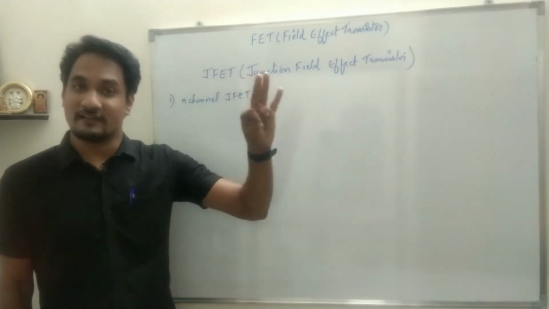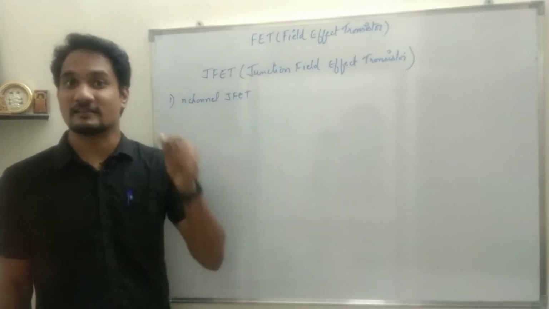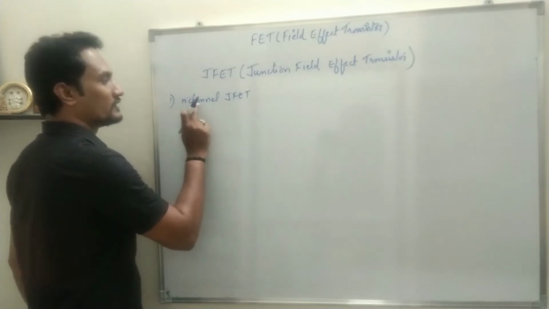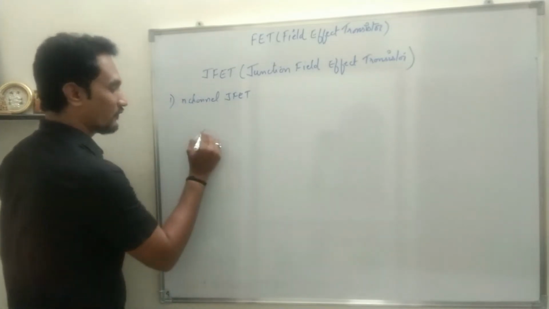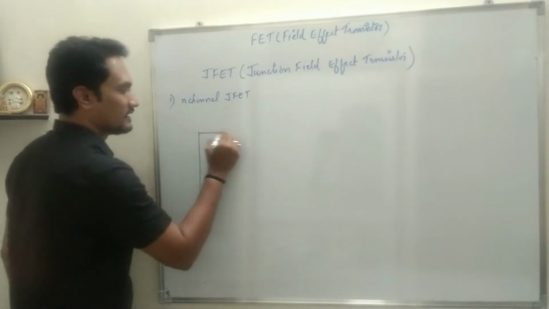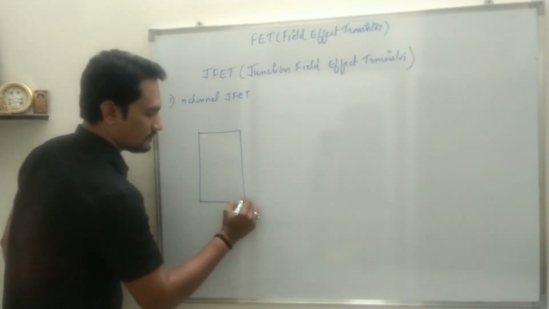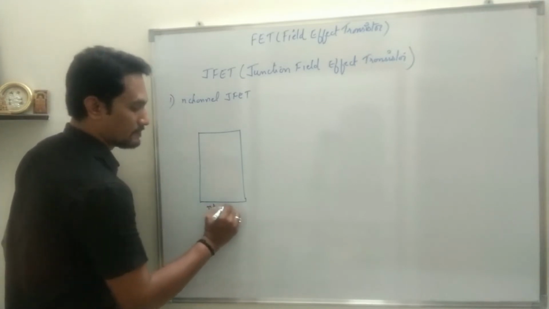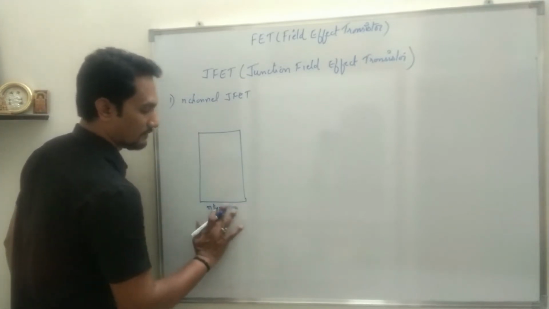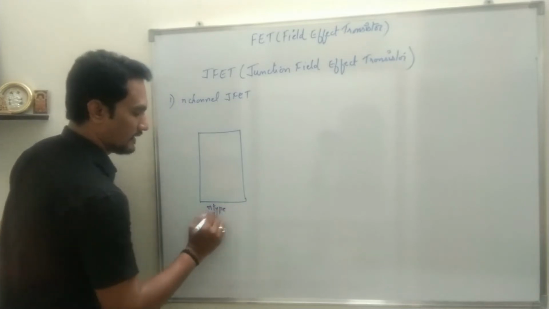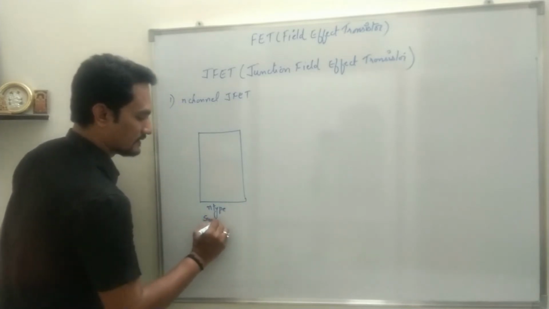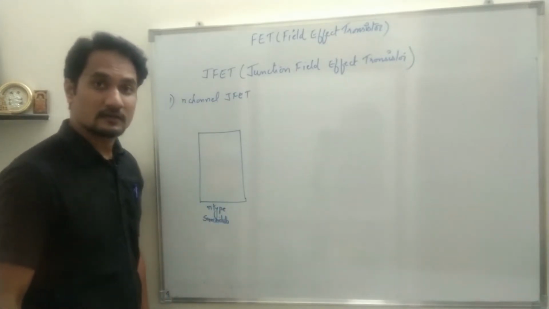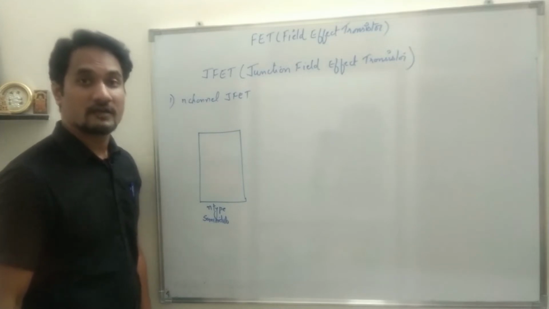The 3 terminals are very different from the BJT's emitter, base, collector. Here it is source, drain and gate. Now if you want to design an N channel JFET, the first thing you have to take is an N type semiconductor. N type semiconductor means it will have a large amount of free electrons.